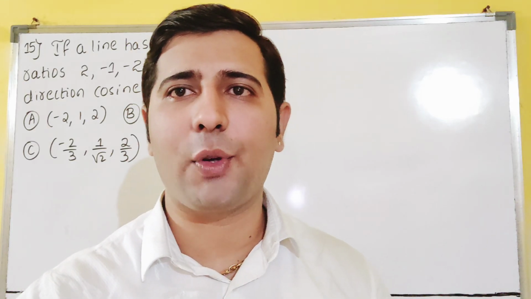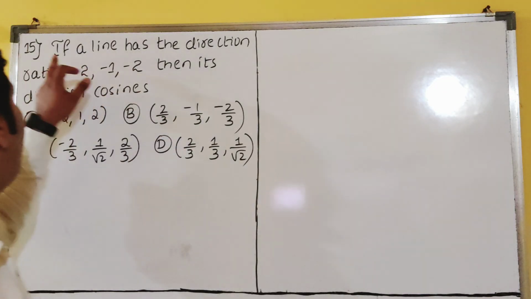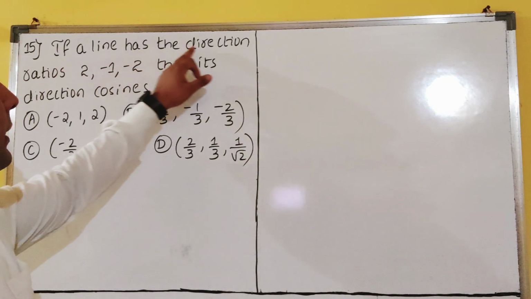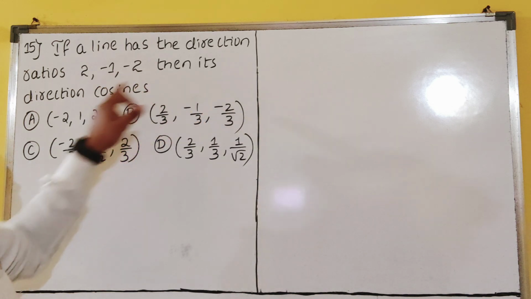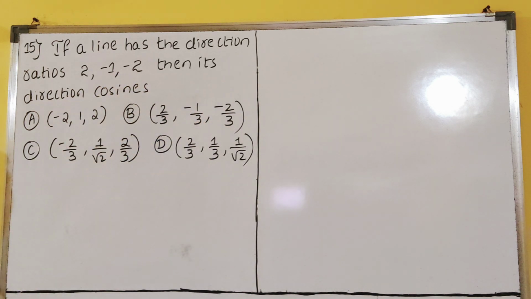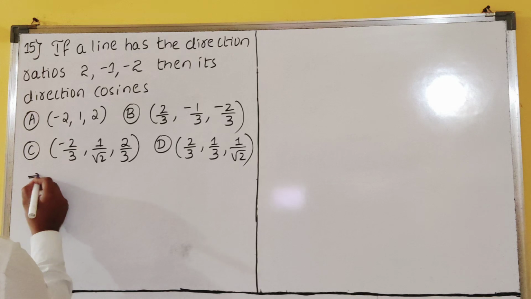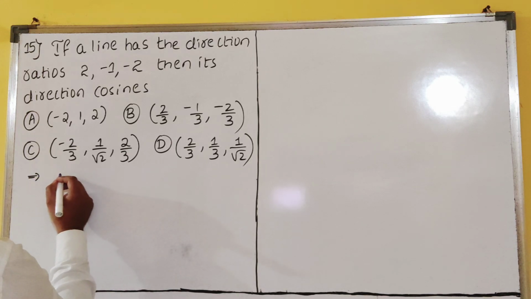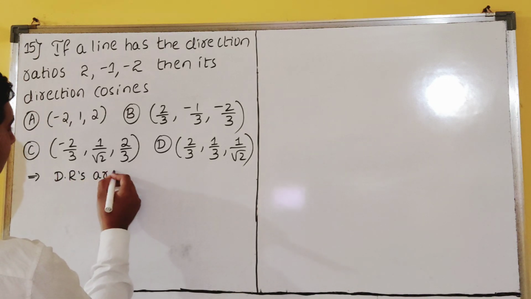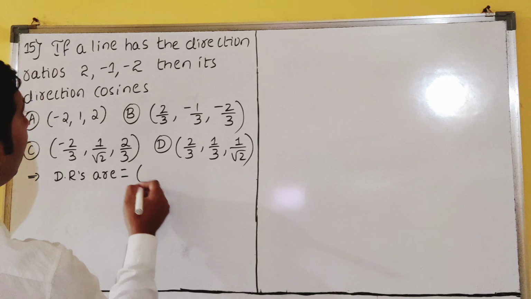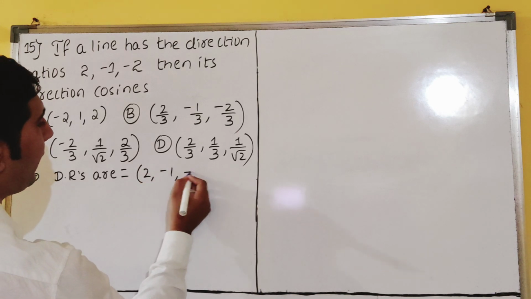Let us see the next question, dear students. Question number 15. If a line has the direction ratios 2, minus 1, minus 2, then its direction cosines are what? Very easy, dear students. Easily we can find here. You see here. So x, y, z, the direction ratios are what we can say? These are x, y, z, dear students. Direction ratios are given as 2, minus 1, minus 2.